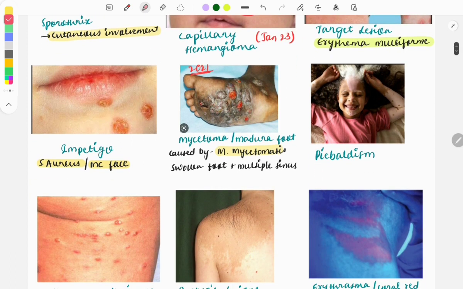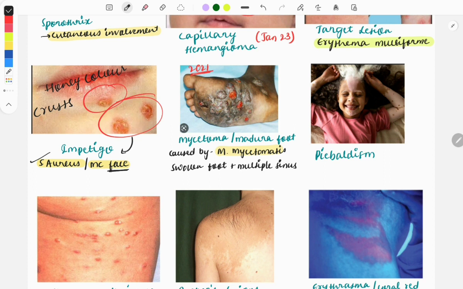The next image, as you can observe here, in the lip area, these are honey colored crusts, and these are suggestive of impetigo. In impetigo, the most common cause is Staph aureus, and the most common location is the face, especially the lips, and this is most commonly seen in children. They will give the image of a child with these honey crusts and ask you to make the diagnosis. So it will be impetigo. A very easy and very straightforward question.